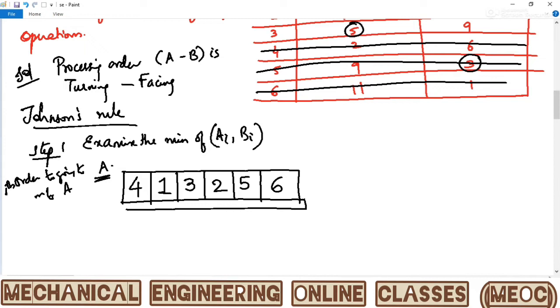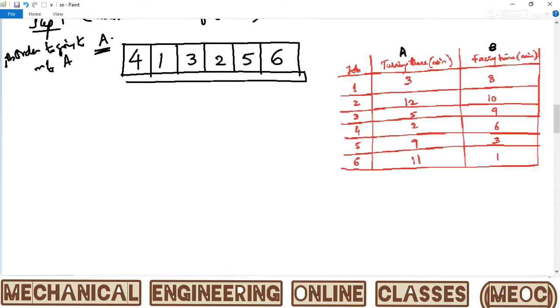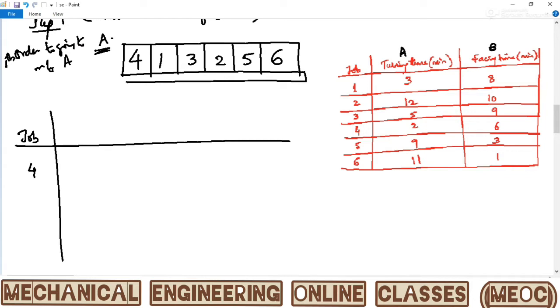Now once the sequence is known to us, let us find the processing times and the total elapsed time. For the obtained optimum sequence, let us find the processing time. Which job is going first? First, job number 4 is going. It is going to the turning machine first. So let us note down the time in and the time out.